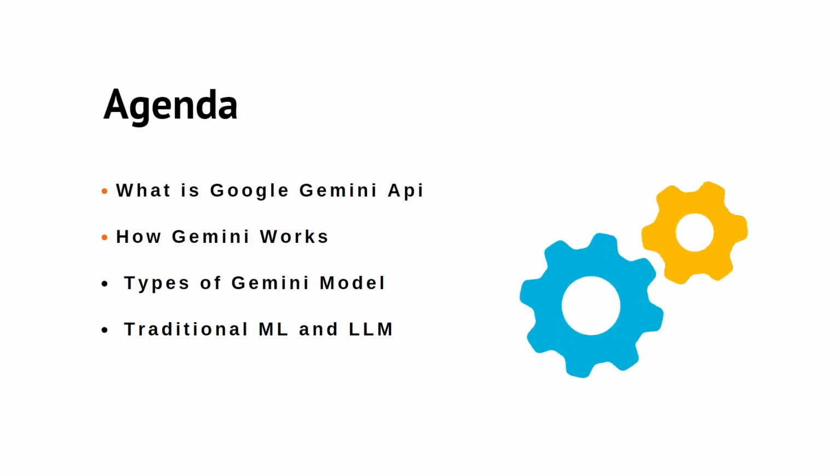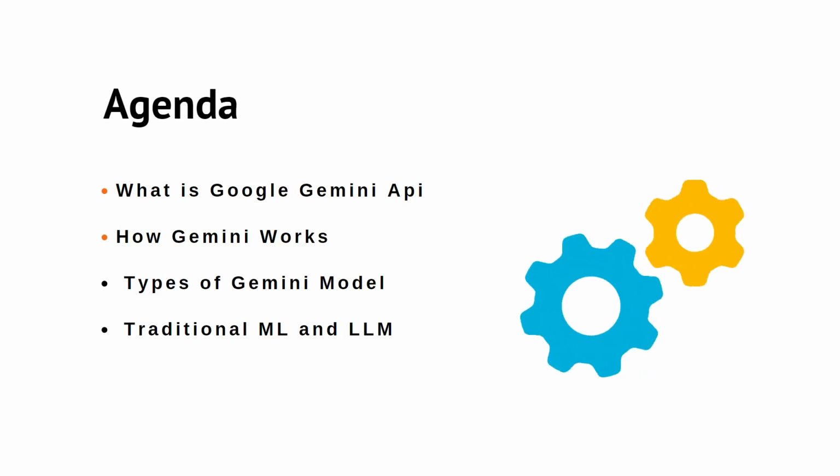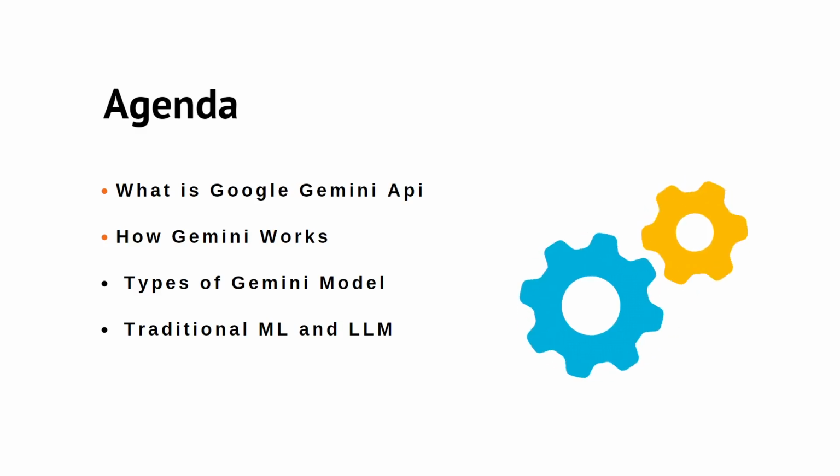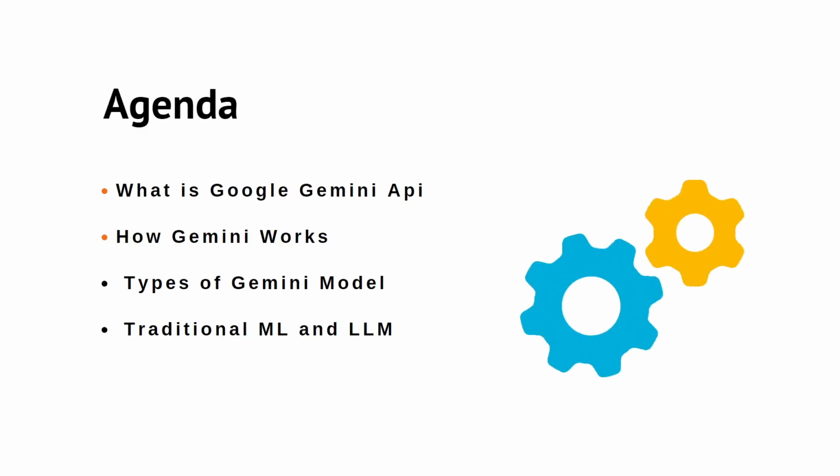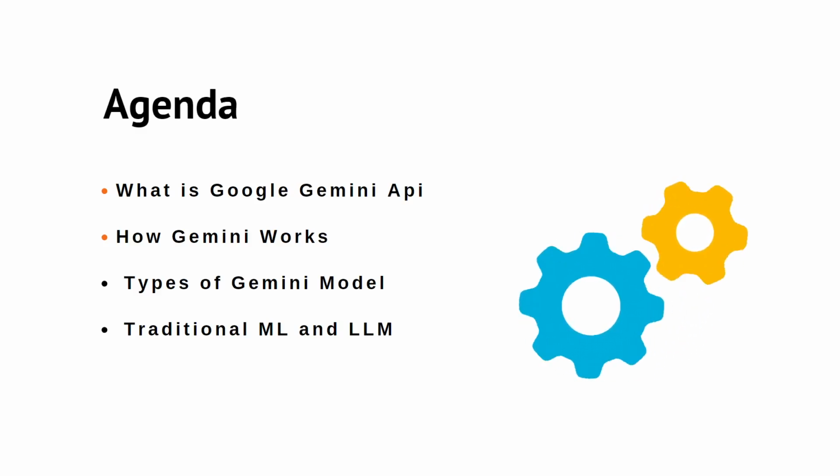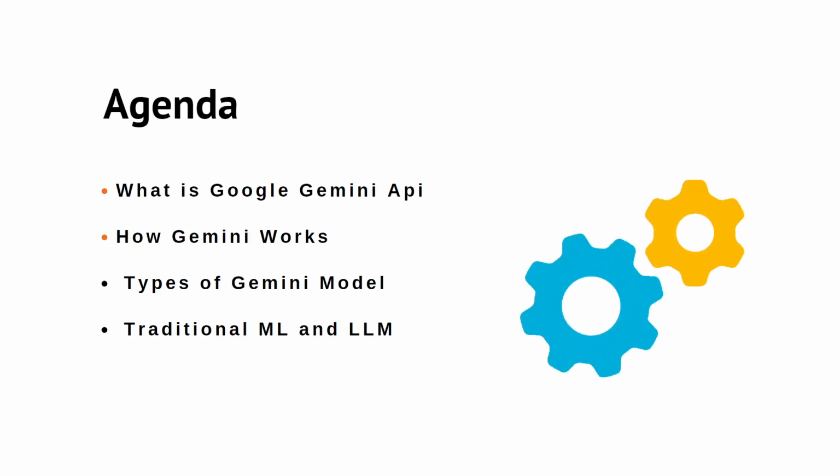Today's agenda. Though it is an introductory part of the Gemini API, we will go through what the Google Gemini API actually is, how it works, the types of Gemini models, and a comparison between traditional machine learning and large language models.